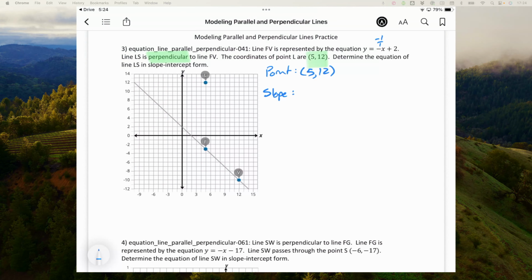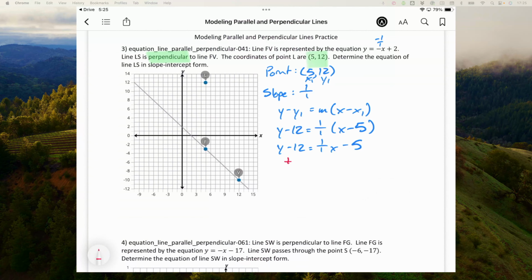which in this case is not going to be negative 1 over 1, it's going to be positive 1 over 1. Because we need the opposite of negative, which is positive, we need the reciprocal, 1 over 1 is still 1 over 1. So y minus y1 is equal to m times x minus x1. Here's x1, here's y1. Y minus 12 is equal to 1 over 1 times x minus 5. So y minus 12 is equal to 1 over 1x. 1 times 5 is 5. Negative 5 in this case.